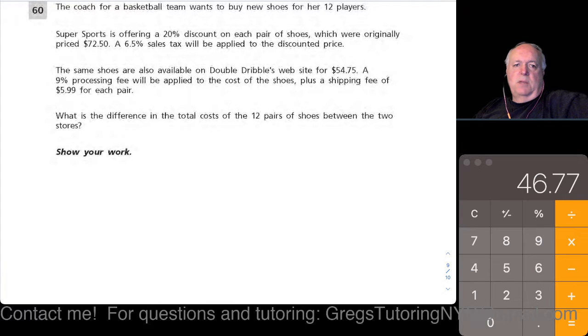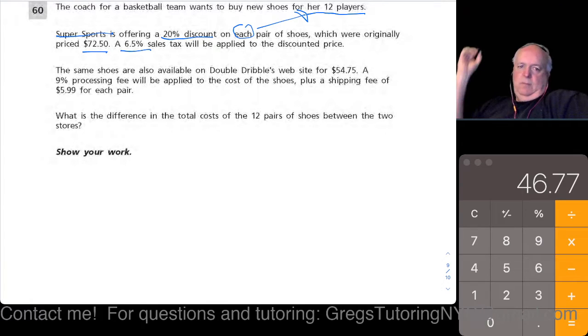The coach for a basketball team wants to buy new shoes for her 12 players. Super Sports is offering a 20% discount for each pair of shoes. So again, you have to remember there's 12 pairs of shoes then, if there's 12 players, which were originally priced at $72.50. A 6.5% sales tax will be applied to the discounted price. So this kind of looks similar to the way the previous example was set up, where there was a discount and then a sales tax added on. Okay, so this is Super Sports.